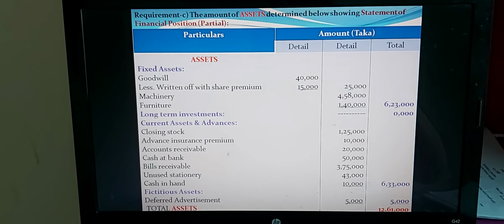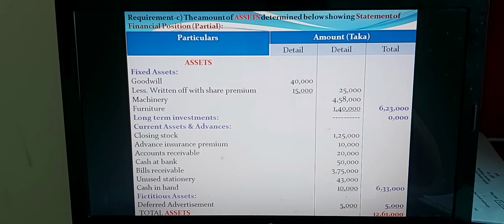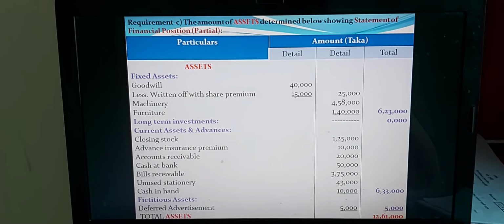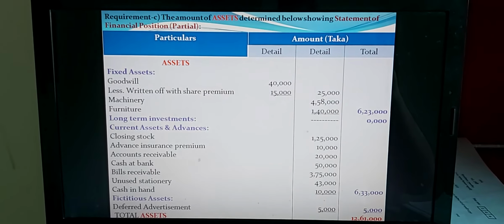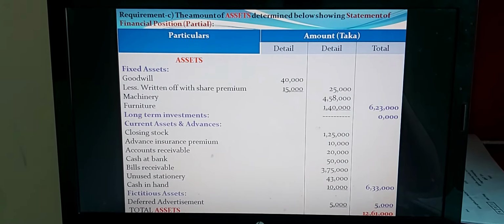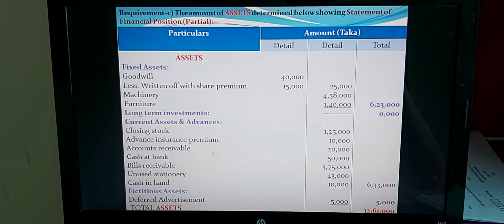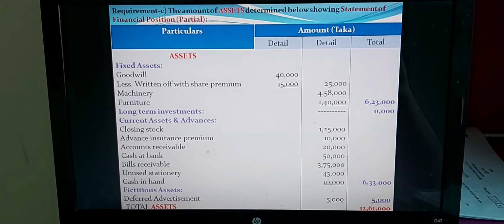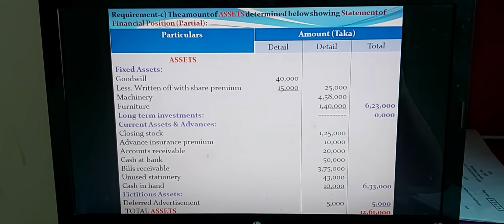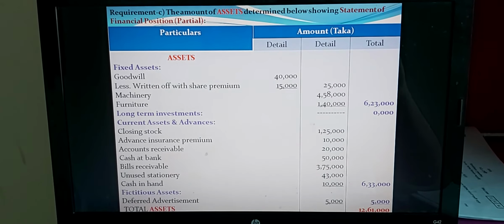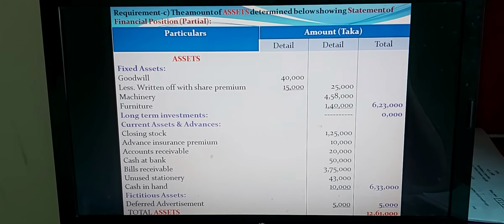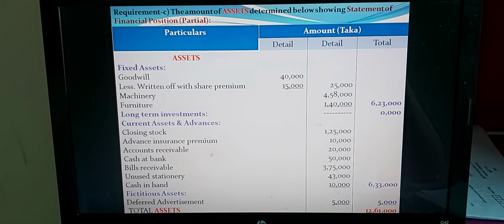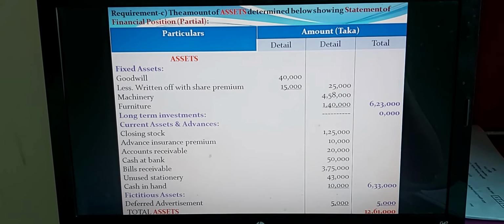I am telling again, statement of financial position has two parts, asset and equity and liabilities. From the double entry system rules of principles, you have known total of debit amount is equal to total of credit amount.